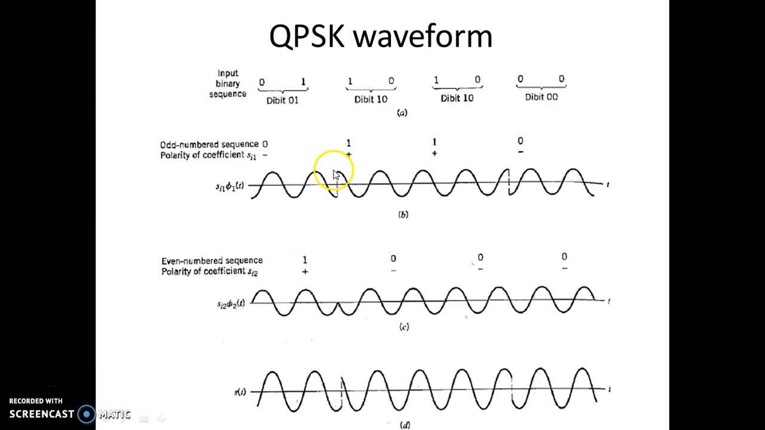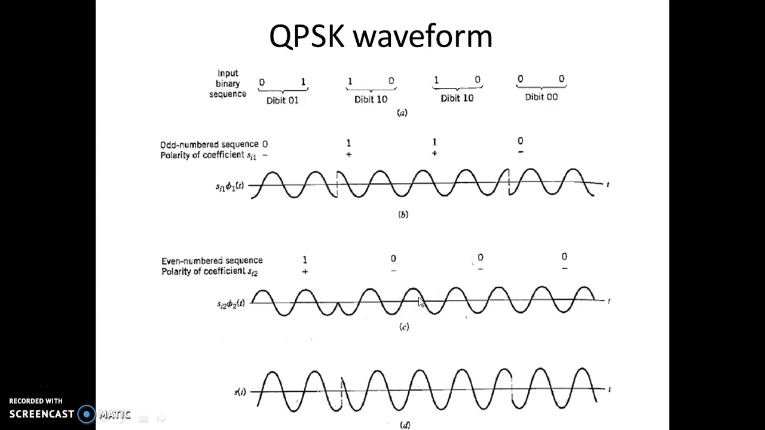So here you have phi1 of t getting multiplied with a negative sign, so you have a negative cosine wave. It will be for a duration of 2 TB. Here you have a positive Si1, so you have a positive sine wave. Similarly, below, phi2 of t is a sine wave. You have positive Si2 here, so you have the sine wave. Similarly, here it is negative, so we have a negative sine wave.